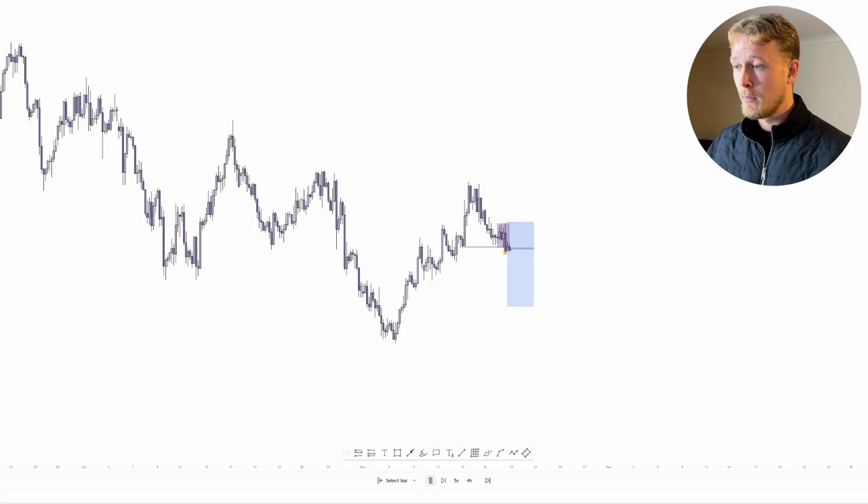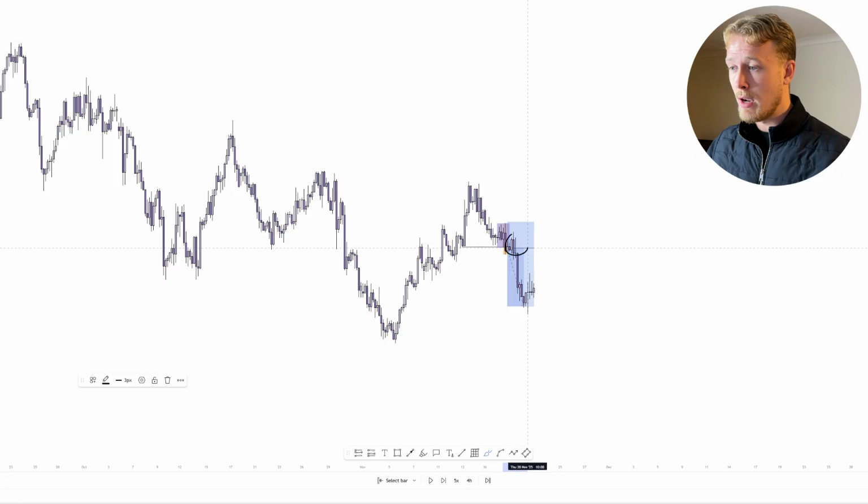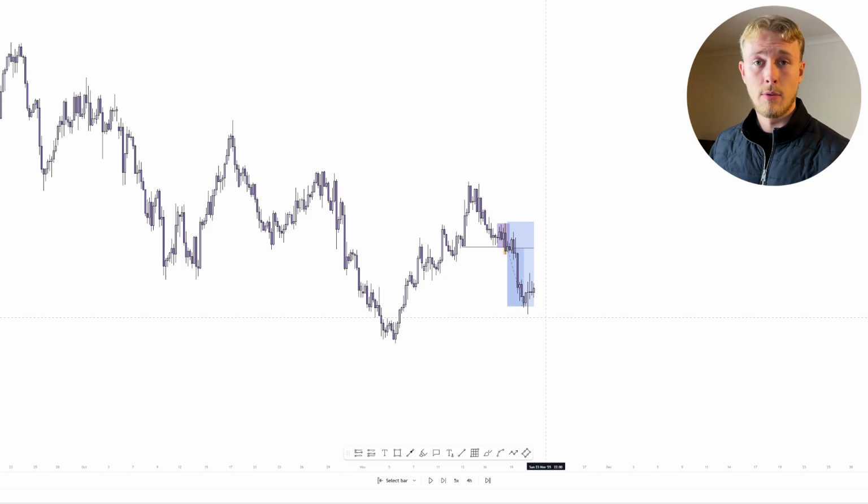Once I got triggered in, price continued to stay a little bit in drawdown around here, and then we saw some momentum kick into the market and price hit my take profit.